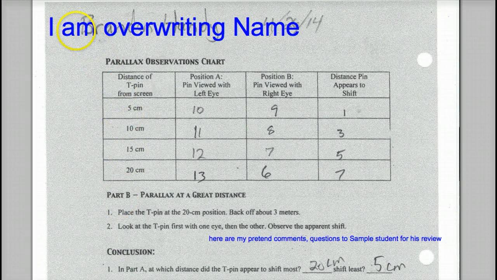Okay, so I didn't realize when I was uploading this that there was a person's name on it, so I'm just overwriting their name here. And this is what they handed in. They happened to have done it on a different sheet because working on the actual handout sheet was challenging. Here are my comments. I happen to do mine in blue so that they'll stand out. Here are my pretend comments and questions for the sample student for his review.